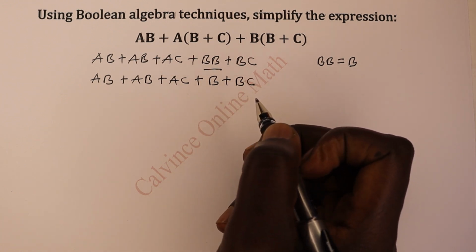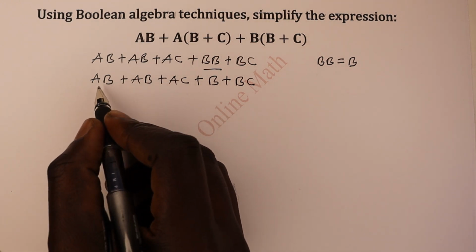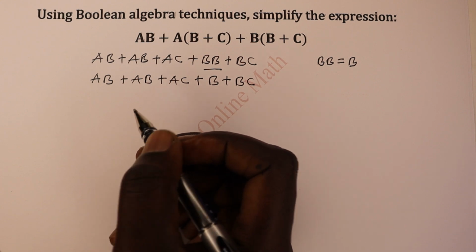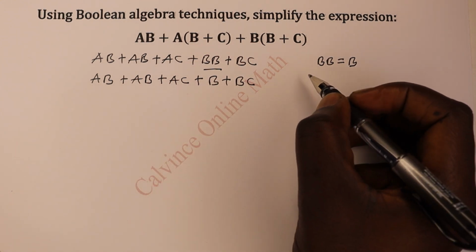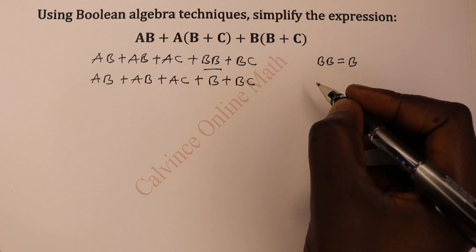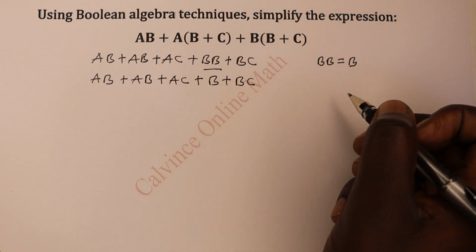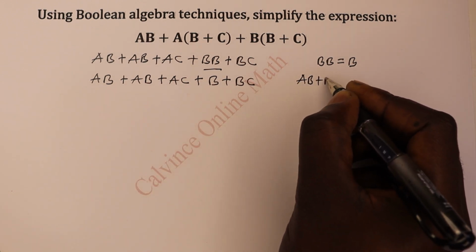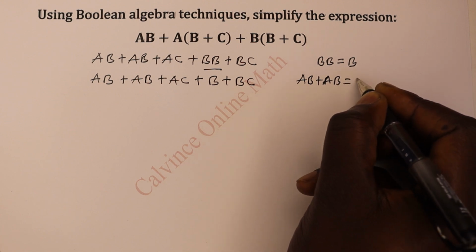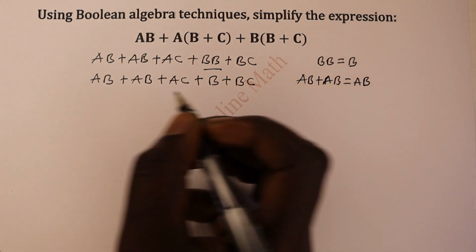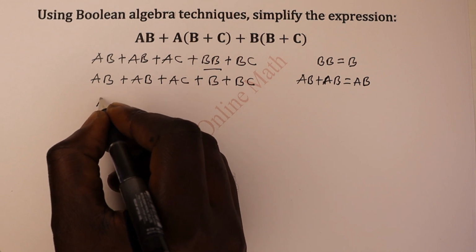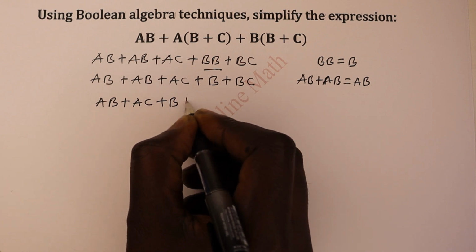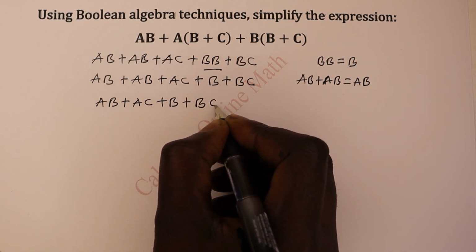The next step is to look at the first two terms. So we have AB and AB. And according to the rules of Boolean, if you OR a variable by itself, say A plus A or AB plus AB, like in our case, that is the same as AB. So therefore, we're going to have AB plus AC plus B plus BC.